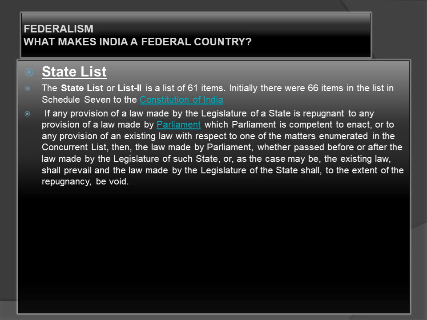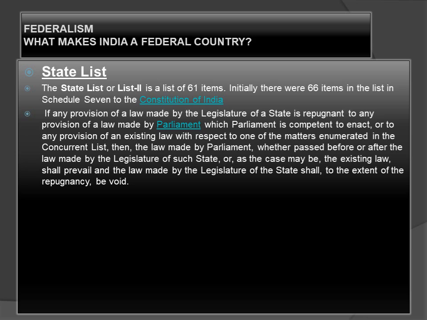So in the state list, there are a lot of things, although we discussed 61 items, among which every state is given different spheres such as the health sector and education sector, okay. And the state has no authority over defense, the state has no authority over the currency or foreign affairs, okay.